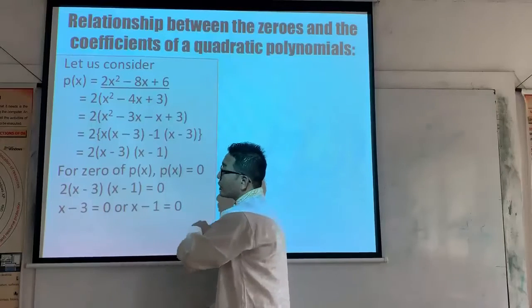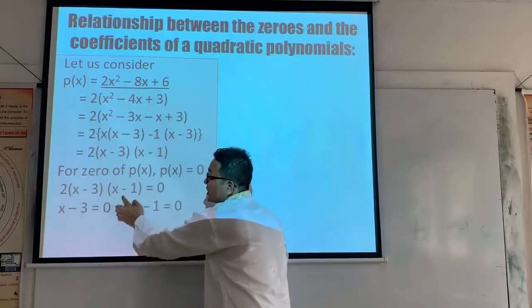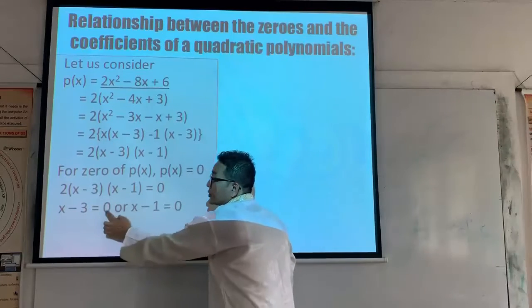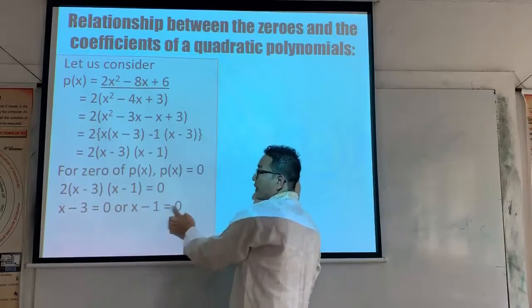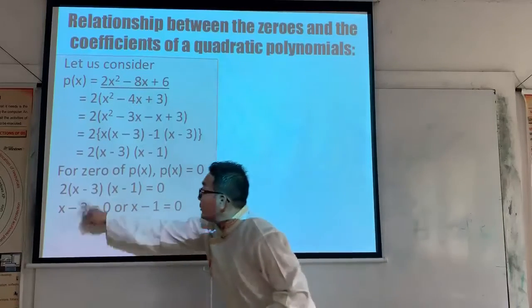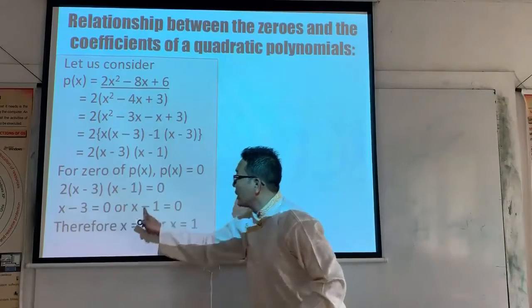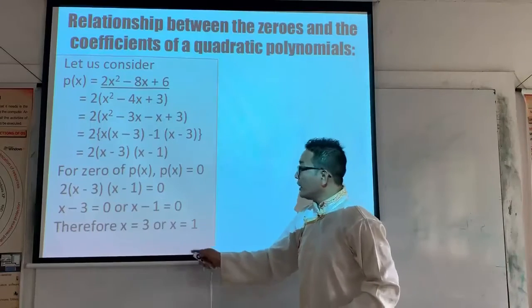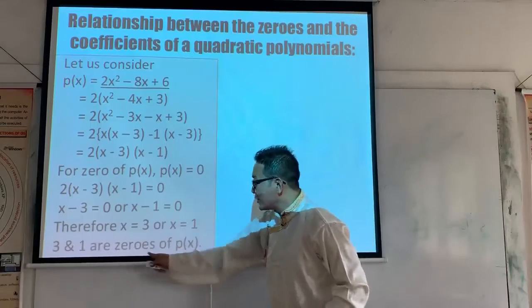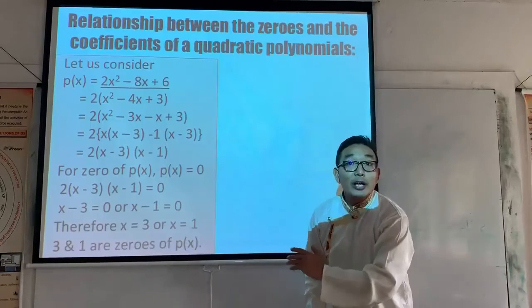So x minus 3 into x minus 1. So x minus 3 is equal to 0, or x minus 1 is equal to 0. Minus 3 on the other side, so plus 3. So therefore x is equal to 3, x is equal to 1. And 3 and 1 are the zeros of the polynomial.